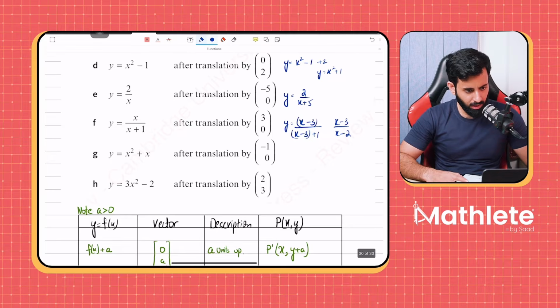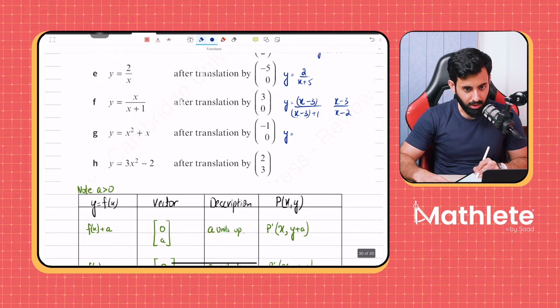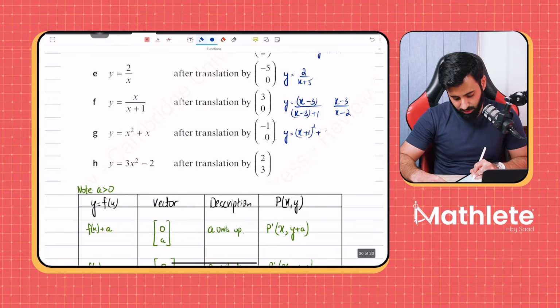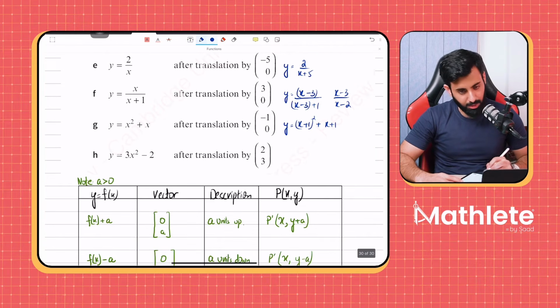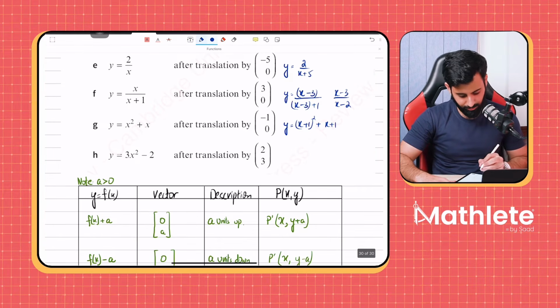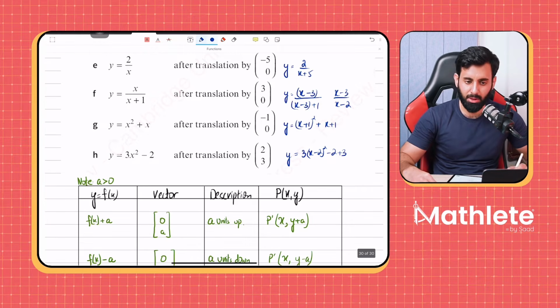Now, what about part G? Yeah, that's correct. x plus 1, the whole thing squared, plus x plus 1. Okay? And then, of course, you can simplify it if you want. Okay? All right, part H. 3x minus 2, the whole thing squared, minus 2 plus 3, which then eventually becomes plus 1.